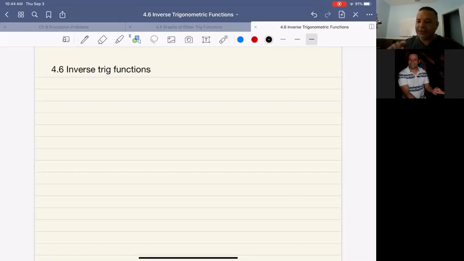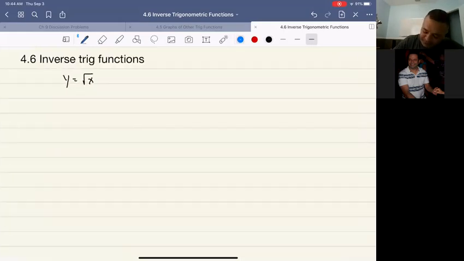Let's talk about the square root of x, which is one of my favorite functions to talk about. Why? Because it's the inverse of my favorite function to talk about. This is equivalent to saying, let me be careful here because I screw it up a lot: x equals y squared and y is greater than or equal to 0.